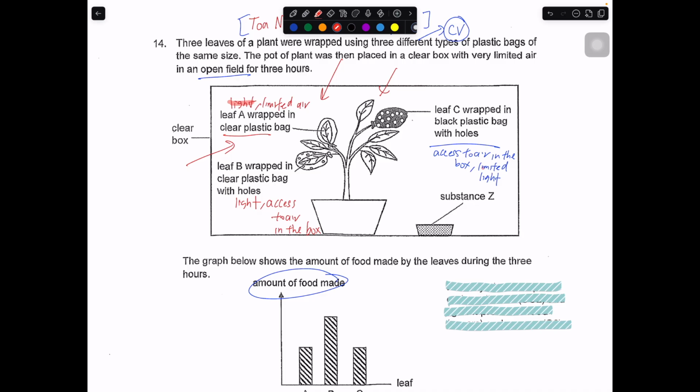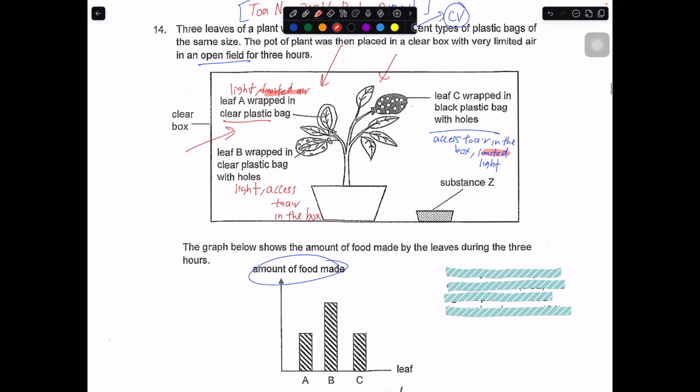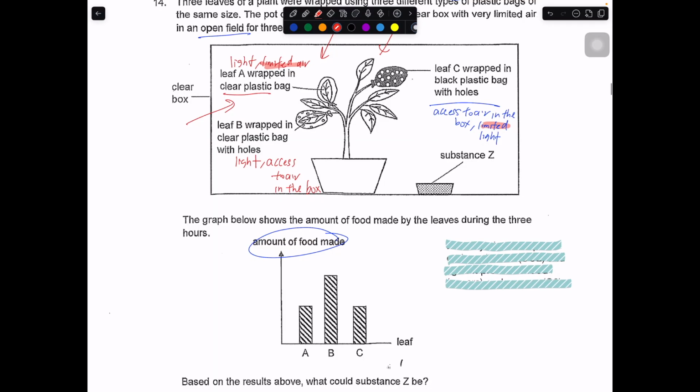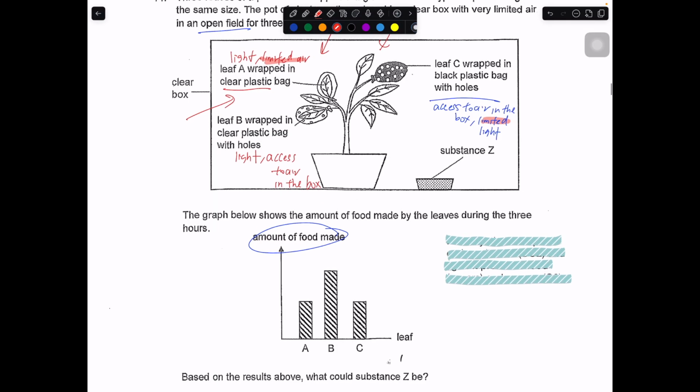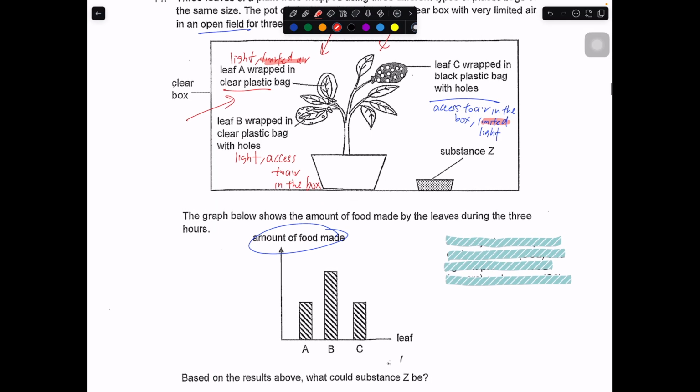So it seems like A and C, they are limited by a certain condition. A is limited by the air. Okay, because it's wrapped around a plastic bag without hole, air cannot enter in, while C is limited by the light. Okay, because the black plastic bag probably blocks some light. So B is the one without any limitation. It got light, it got access to the air inside the box.